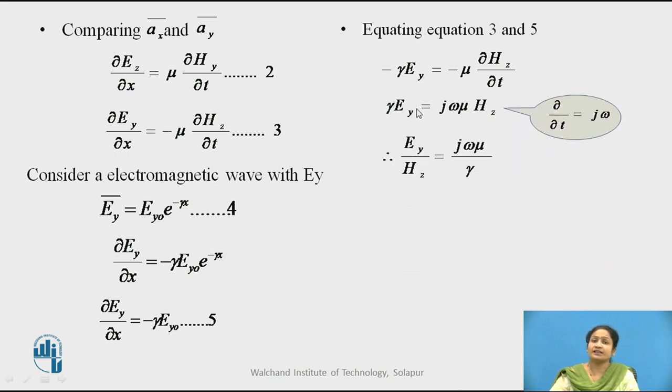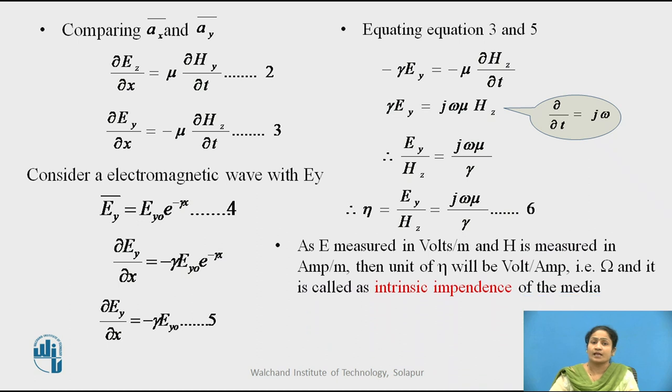Now we will take the ratio of Ey by Hz, that is E by H, which is nothing but the intrinsic impedance. The intrinsic impedance is equal to Ey by Hz, as E is in the y direction and H is in the z direction. The equation we will get is that the intrinsic impedance will be j omega mu upon gamma.